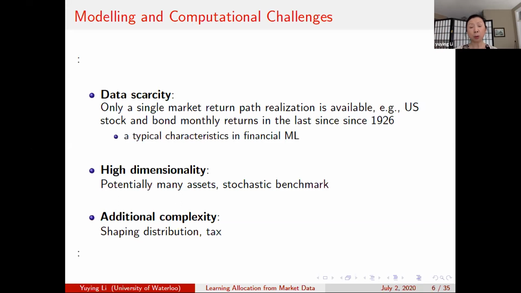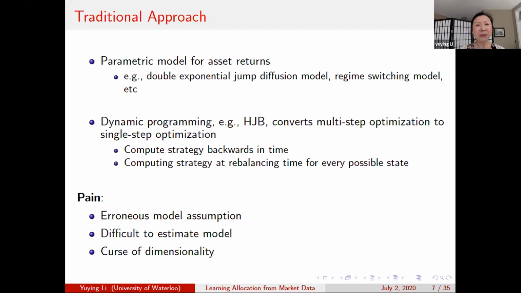And what about if I'm talking about the individual employee trying to find the optimal pension allocation trading strategy? There's tax consideration, and there are many other factors. So if I look at this original problem directly, we indeed are faced with many challenges, and it's a pain to solve it, right? So what's the traditional approach that we have been using to solve this problem?